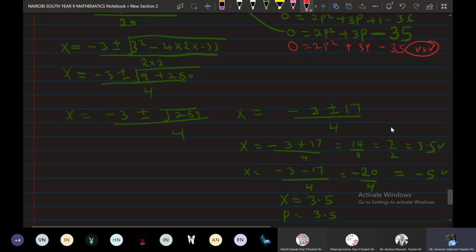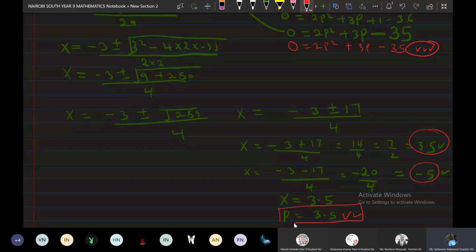But remember that we are dealing with measurement. We don't expect you to get a negative value. We cannot say that you scored negative 20%, negative 20 marks. No, we are dealing with positive values. So we ignore negative 5, and take 3.5. That is our real value of P as far as measurement is concerned. So we now take our P as that, and that is our answer.